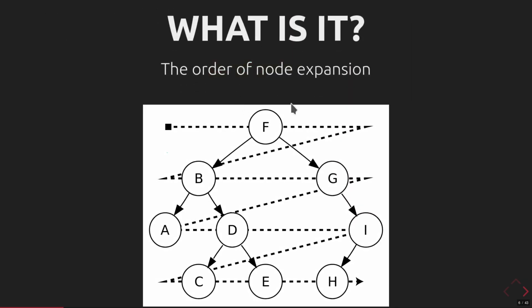When you look at the order of the expansion, and in this diagram we have a tree, first you have the root node, let's say we start at F, and then you're going to expand, right? What are the nearest nodes to F? Well, you're going to have B, and you're also going to have G, right?